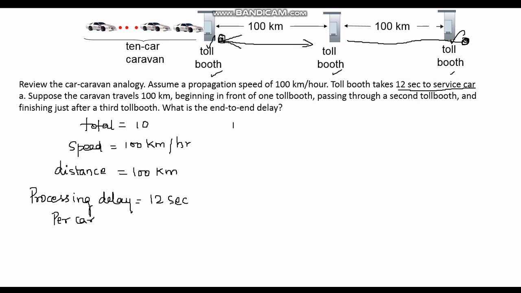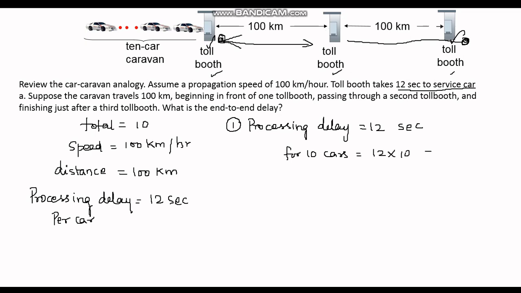The first delay is the processing delay. It is asked what the time taken is for all the 10 cars, the end-to-end delay for all the 10 cars to move from the starting point to the end point. The processing delay for a car is given as 12 seconds. So what will be the processing delay for 10 cars? It is 12 into 10, which is equal to 120 seconds. And now every toll booth is processing these cars.